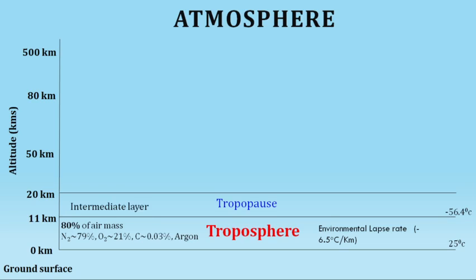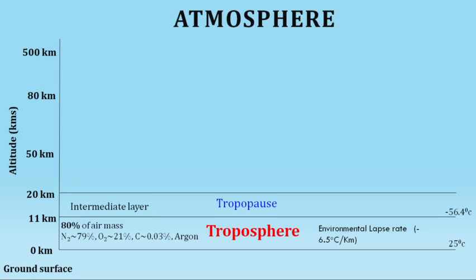Actually, tropopause is not the main layer of atmosphere, but this is the region which separates two major layers of atmosphere. The first one is troposphere. The next layer lies above the tropopause. So it's an intermediate layer, or it can also be called a sandwich layer, which is situated between two major layers of atmosphere.